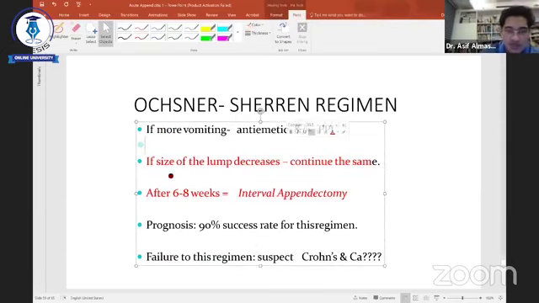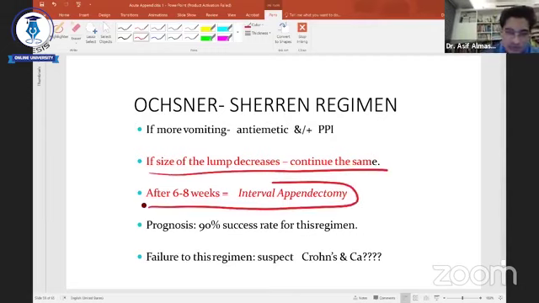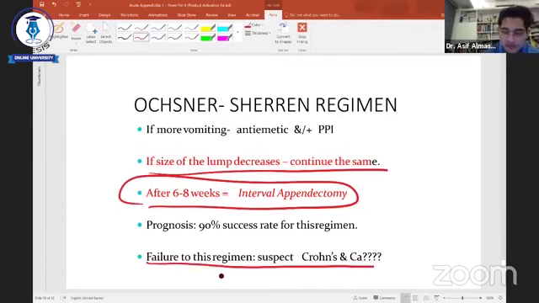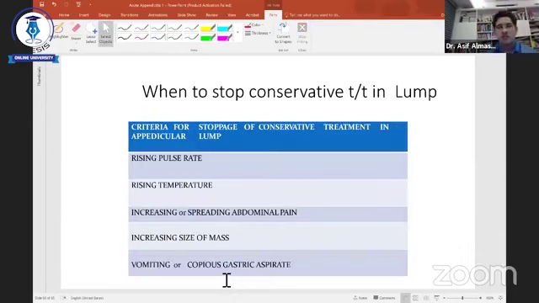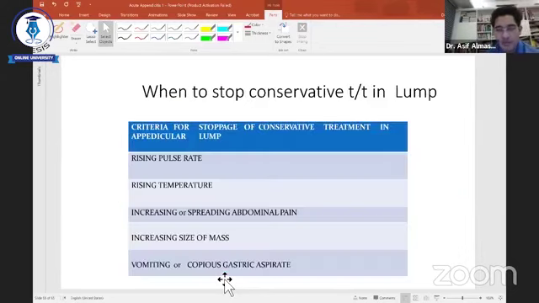If the size of the lump decreases, then after 6 weeks we do an interval appendicectomy. If there's a failure, think of other causes. This regimen, what we have just discussed, is called the Ochsner-Sherren regime. We will discuss the Ochsner-Sherren regime.